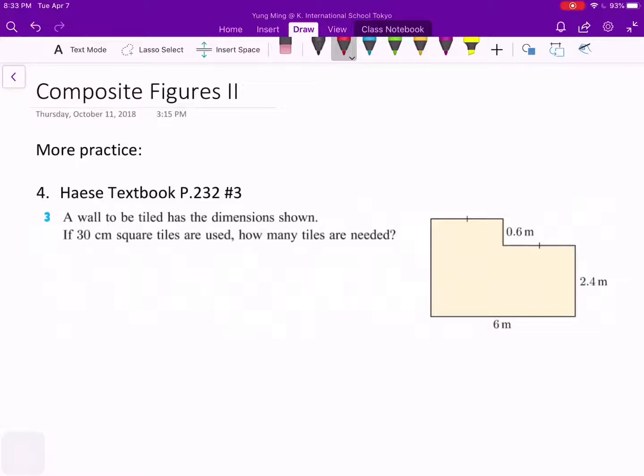Guys, welcome back. Today we're going to look at 3 more composite figure problems. They are a little bit harder than the ones that we saw yesterday, so let's take a look at them. The first one is from the textbook.